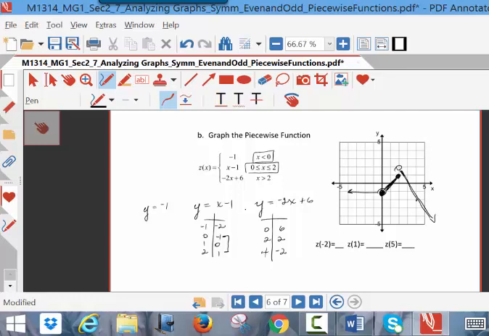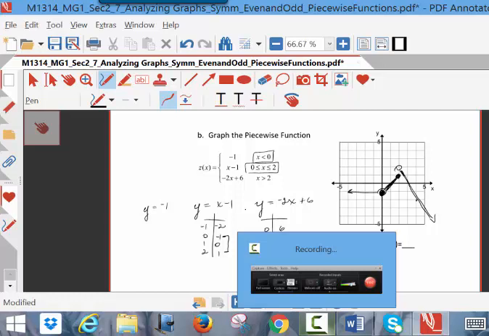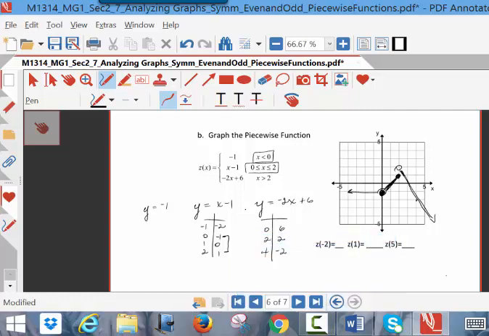Now they have an interesting question here. This function was named z instead of f. So z at negative 2. Well, negative 2 is over here. So it's got to be the straight line graph, which was the first one that we graphed, right? So when x is negative 2 over here, what is y? Negative 1.